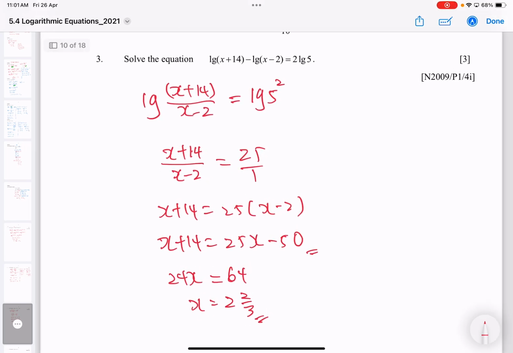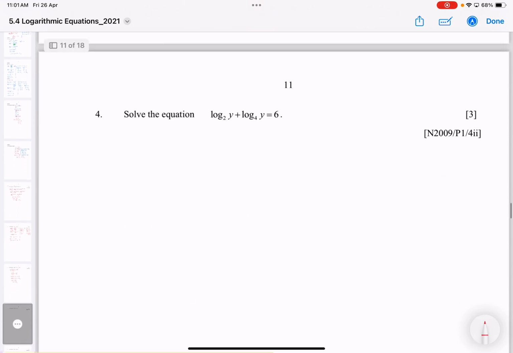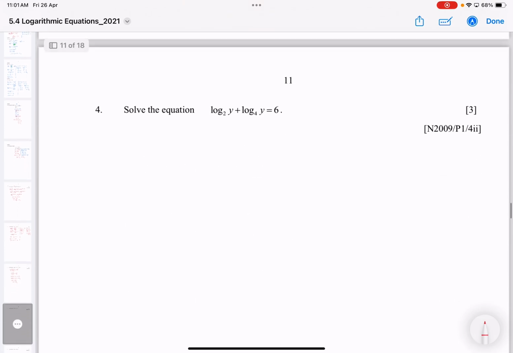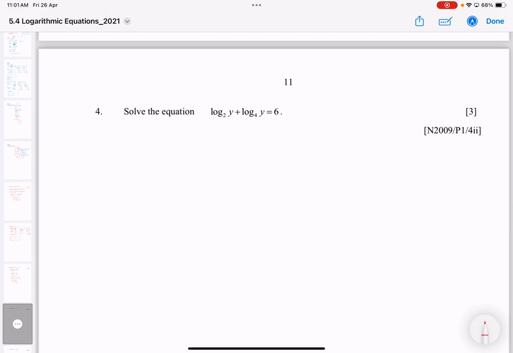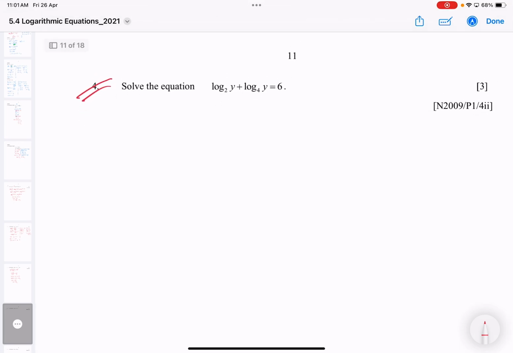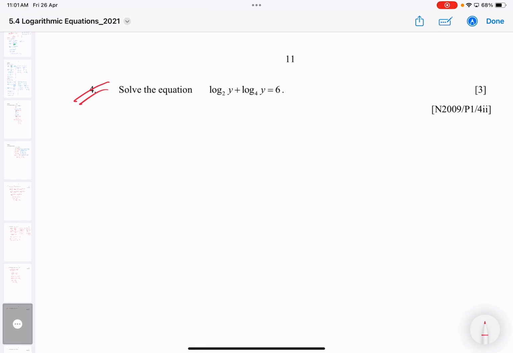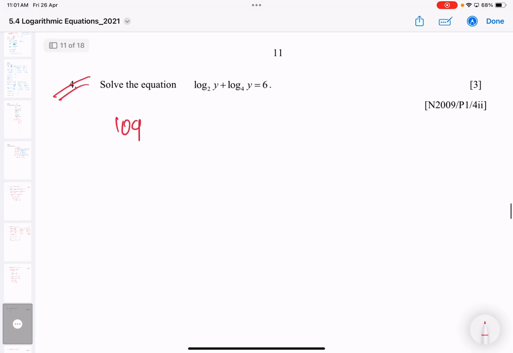Can I move on? This question, I'm going to skip because it's very easy. Wait, this question is also very easy, right? No? It's very difficult? Okay, I'm going to do this very quickly. I'm going to change everything to the same base. Here I have a 4. Remember I told you the trick is to change everything to the lowest base. So I'm going to change to base 2. I'll write log base 2, then my y will be written on here.